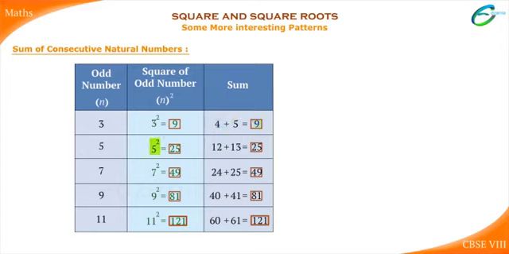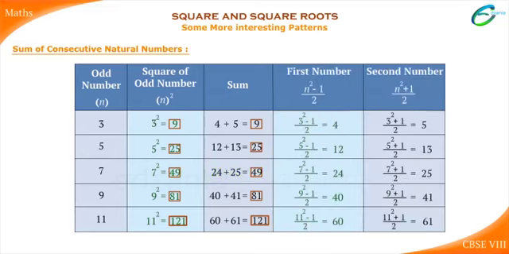Similarly, what is the square of 5? 25. How can we write 25 as the sum of two consecutive natural numbers? The sum of 12 and 13 is 25. 12 and 13 are consecutive natural numbers. But the next square of an odd number, 7, is 49. What could be the sum? Can you guess? Isn't it tough?